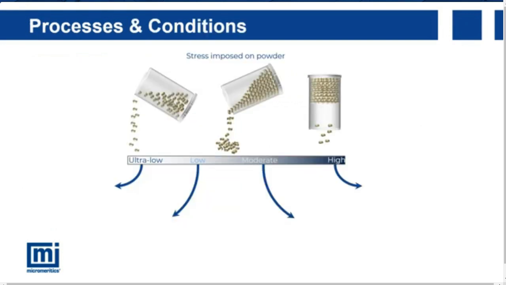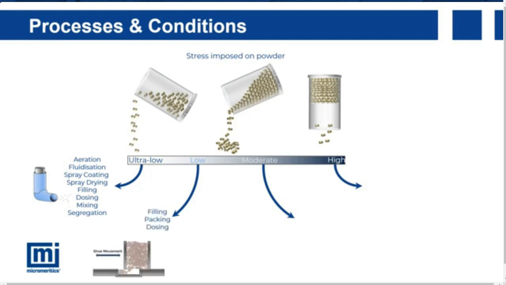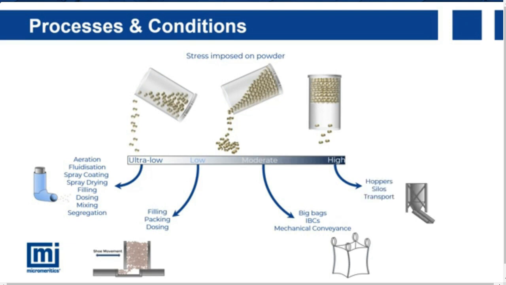We now have an understanding of the different stress regimes across process to which our powders may be exposed. We've seen ultra-low stresses, such as those which are found in aeration and fluidization operations, such as spray drying and spray coating, filling, dosing, mixing and segregation. We've seen testing which can investigate filling, packing, and dosing, as well as more moderate stress environments, such as those in big bags, intermediate bulk containers, and under mechanical conveyance. And we've seen the high stress testing afforded by shear cells, which can give us an insight into the way that powder behaves when it is discharged from hoppers and silos.